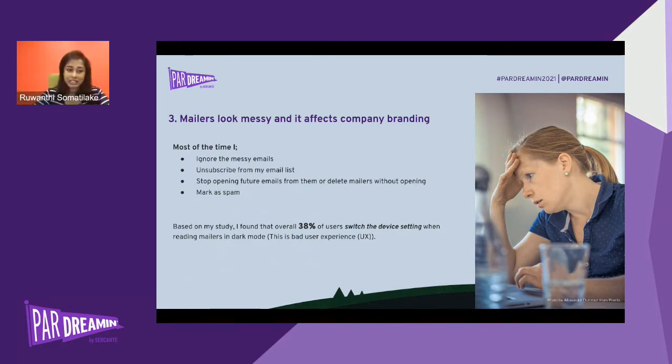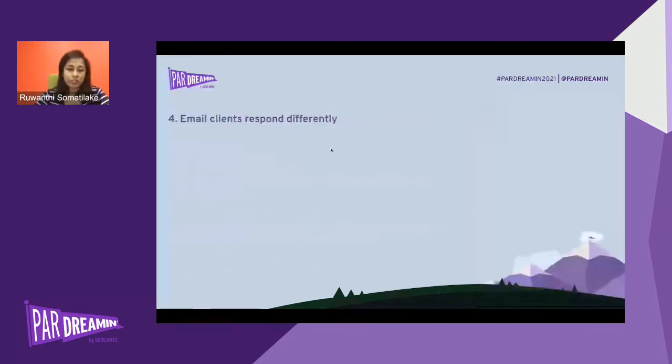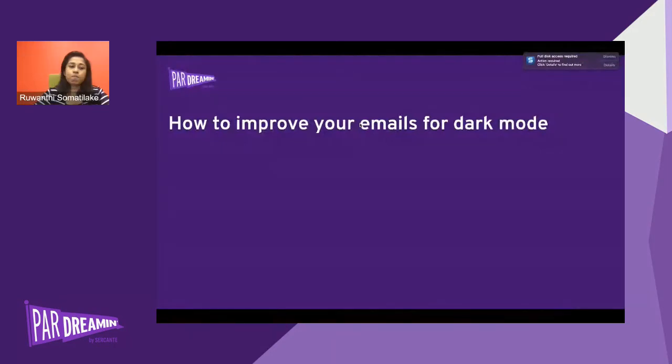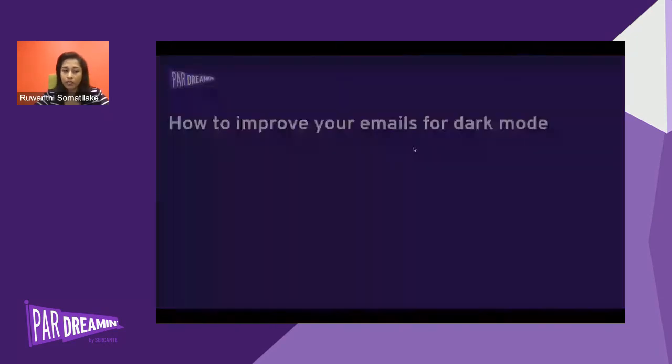Like I said earlier, email clients respond differently. This is the last motivation. Here you can see email clients work in 3 different ways. I'm not going to explain these one by one now, but I will show you how these email clients work with real examples in upcoming slides. So those are the motivation factors that we should consider about dark mode. And let's see how we can improve our emails.